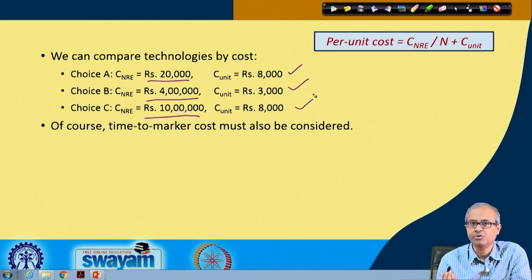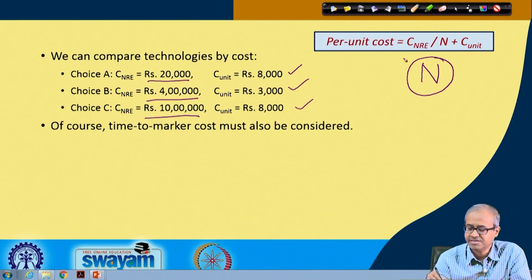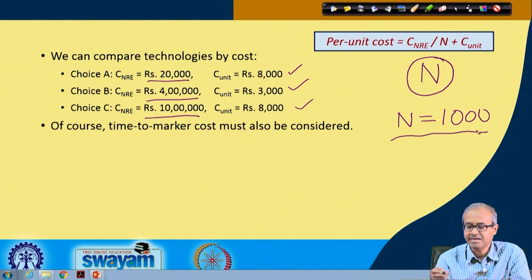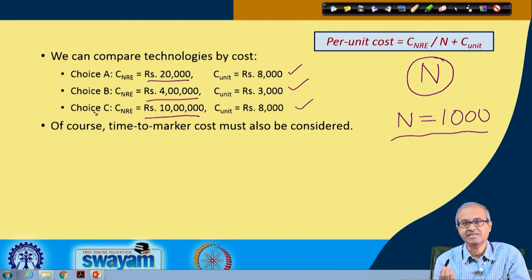So, what you can do, you can calculate the per unit cost for some particular value of n. Well, I leave it as an exercise for you. Suppose I want to manufacture 1000 units of the product, then using this formula you calculate the per unit cost for choice A, choice B and choice C and see which one of them is better.